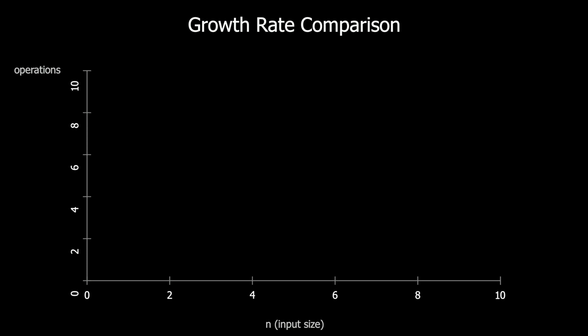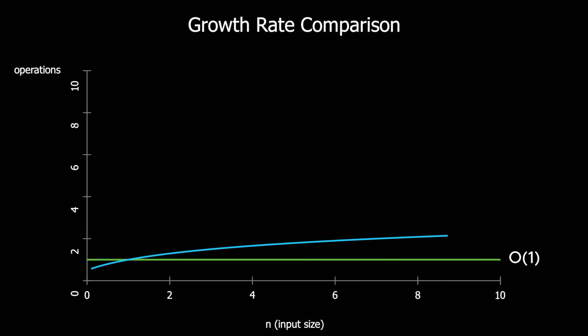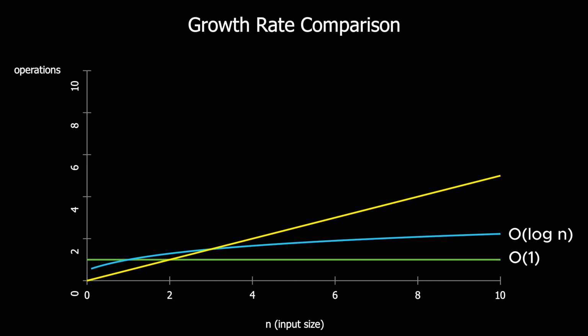Now, let's see these complexities visualized on a graph. On the x-axis, we have input size n, and on the y-axis, we have the number of operations. O of 1 is flat, constant time, regardless of input size. O of log n grows slowly. Even if you double the input, you only add one more step. O of n grows linearly. Double the input, double the time. O of n squared grows rapidly. This is where things start to get expensive. Notice how the differences become more and more dramatic as the input size grows.